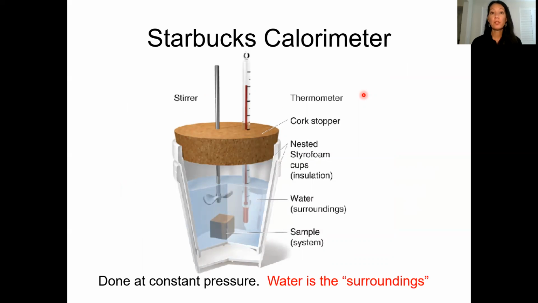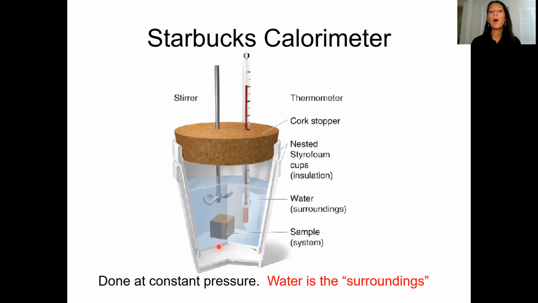One of the things that we use to do this, a really crude but effective way, is with a coffee cup. So this is my Starbucks calorimeter. Basically you have an insulated system. Here I have two styrofoam cups, a cork on top, and a thermometer to measure the temperature change, delta T. And then I have a stirrer just to mix things up, make sure everything's equilibrated.